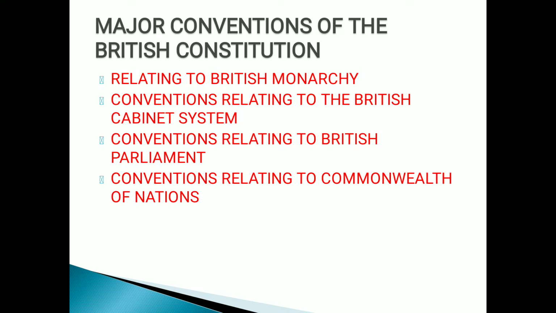Now we're coming to the British cabinet system. What are the conventions related to the British cabinet system given in the British Constitution, children? Here the leader of the majority in House of Commons gets appointed as the PM of Britain. PM presides over the meeting of the cabinet. PM always belongs to the House of Commons. All the ministers must be members of British Parliament. The organization of the cabinet is the handiwork of the PM.